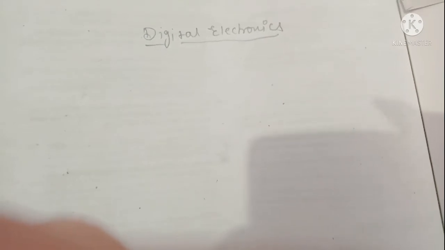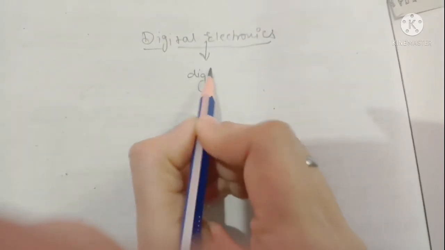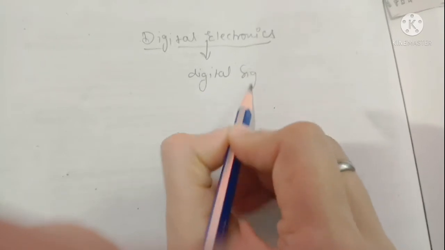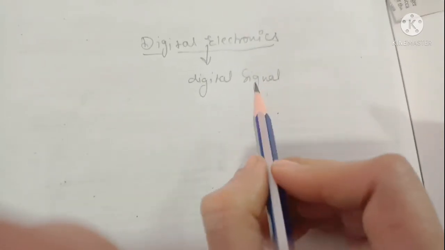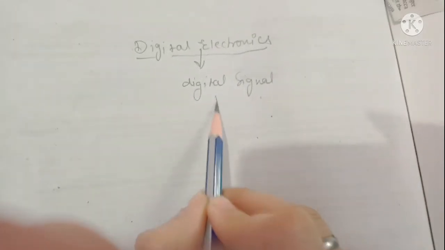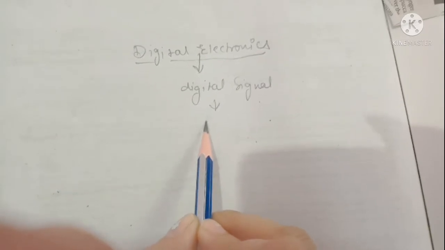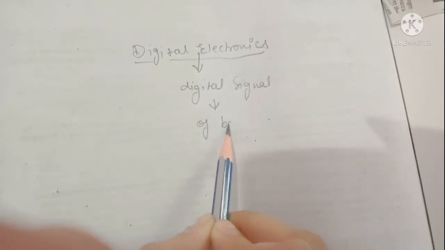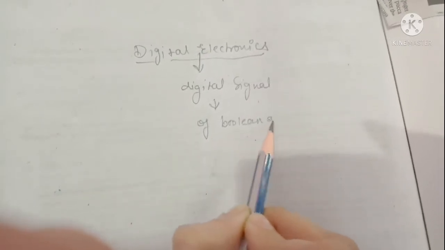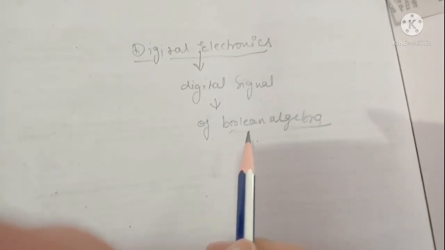If we are talking about digital electronics, digital electronics are the electronics that use the digital signal, instead of the analog signal, and it is the most common representation of the Boolean algebra.